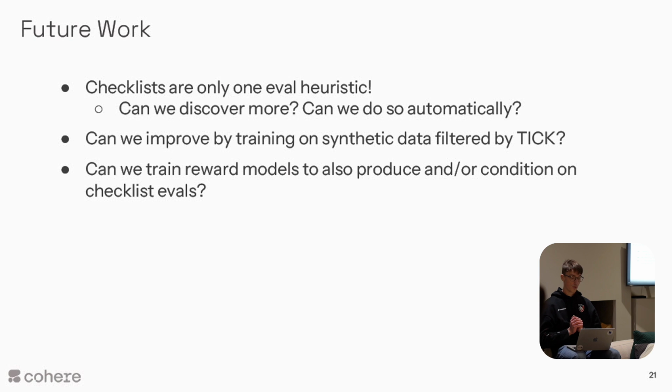Can we improve further by fine-tuning on synthetic data that we filter by tick? So using this best of n approach, as many people have done, you generate a load of solutions, you do best of n with tick, you build a dataset of those, and then you fine-tune. It would be cool to see how that does compared to other approaches. And similarly to how reward models are often conditioned on natural language critiques, could we condition them on these checklists and see if that improves their agreement with human evaluations? That would be something else I'd be keen to try.